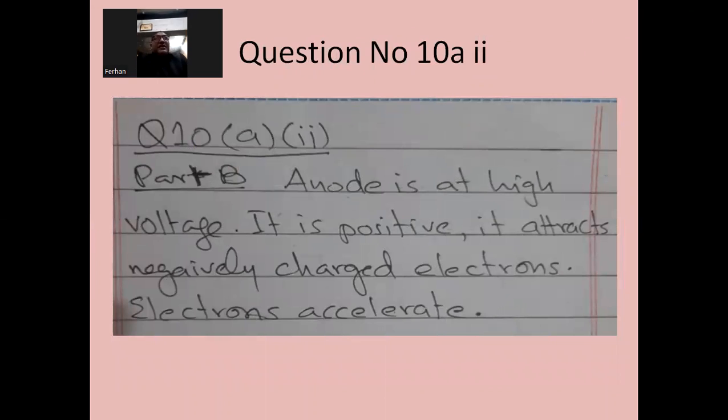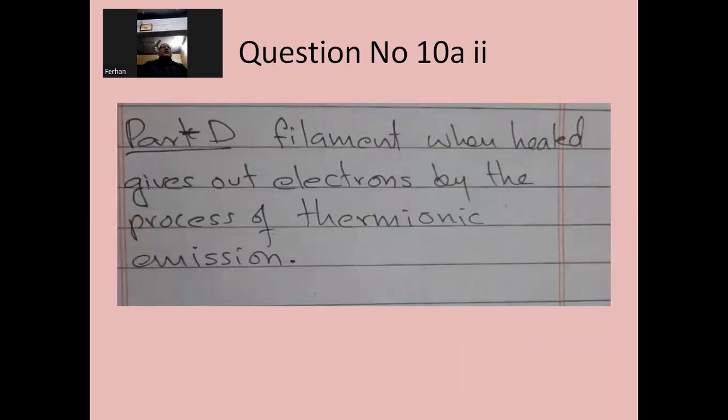So part B, the anode, is at high voltage. It is positive. It attracts negatively charged electrons, and electrons accelerate. Part D is a filament. When heated, it gives out electrons by the process of thermionic emission.